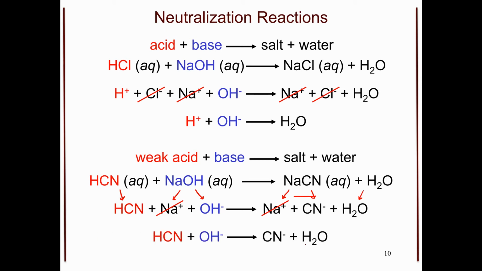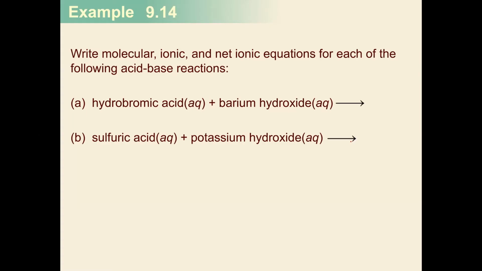So now what will happen is that my net ionic equation is going to be slightly different. Notice that you have my HCN still intact, reacting with OH minus, but I am now going to get my cyanide anion and water. This means that the counter ion will show up in our net ionic equation. So let's try a couple of examples.